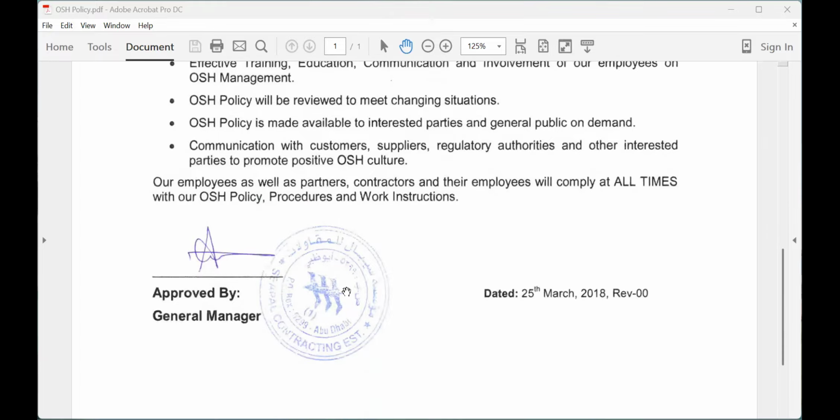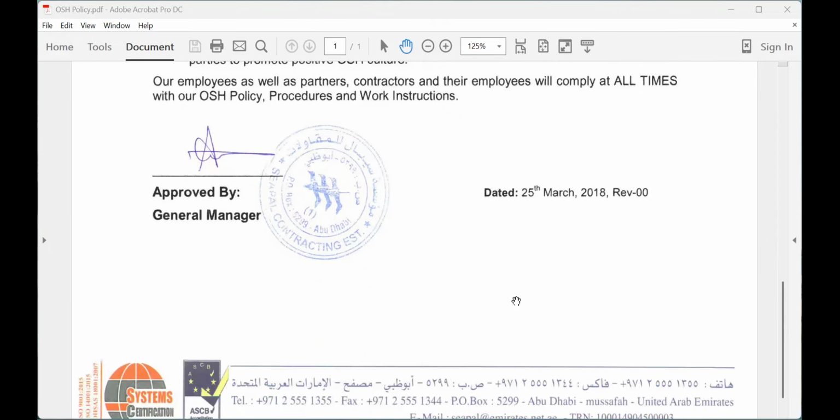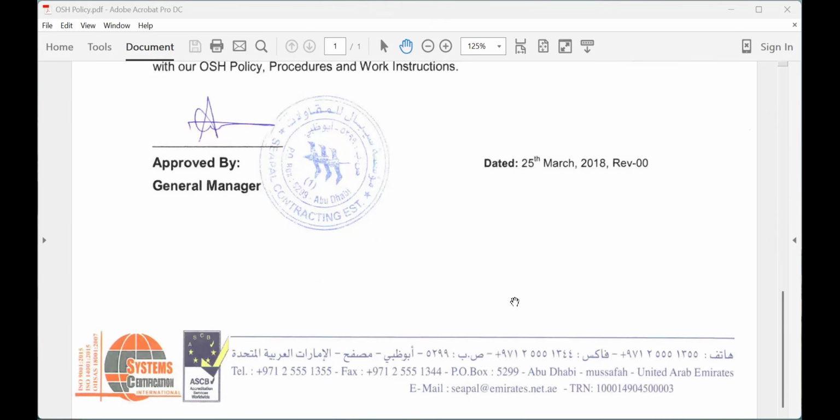This is the general manager's signature, and over here the stamp. Over here, the date of revision will be there. Sorry, the date on which we have the policy. It's better to have this on the company letterhead. Now over here we see, date of revision means the date we develop. So like 25 March 2018, revision 1.